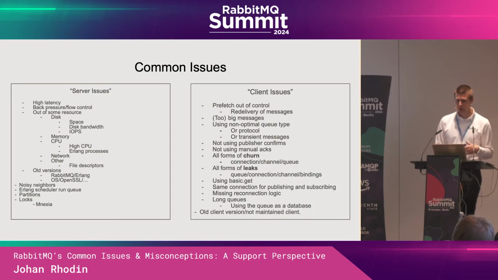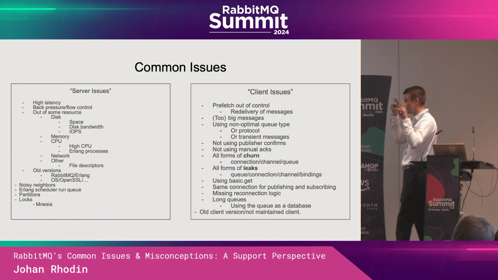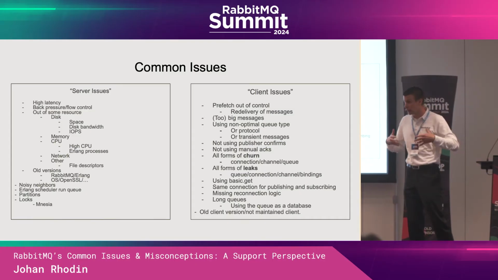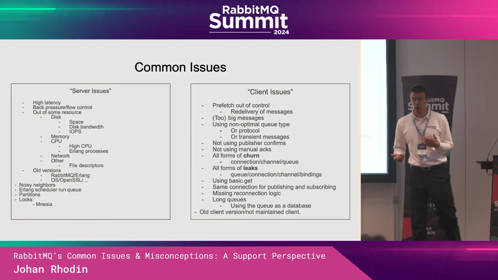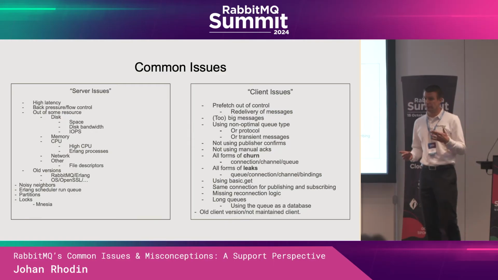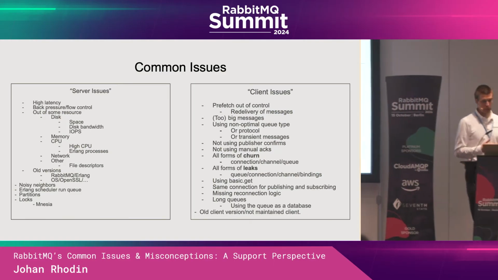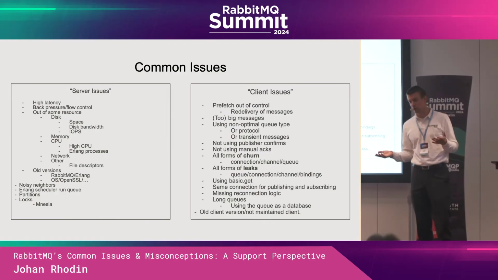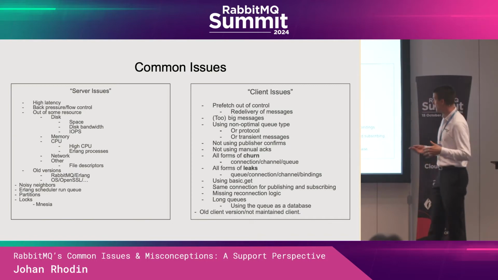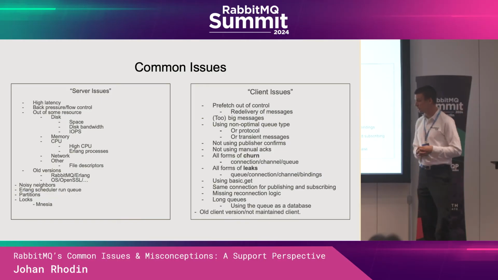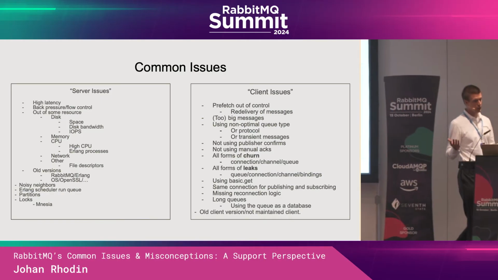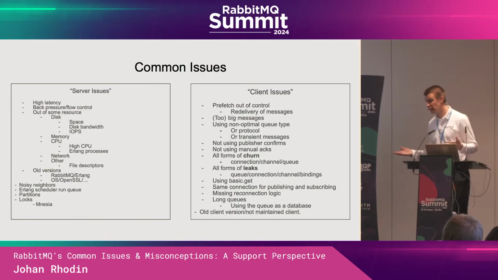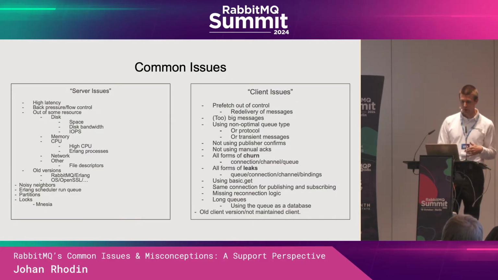But then on the other side, we have the so-called client issues, where the client is misbehaving one way or another. There you'll see things like prefetch counts, not using ACKs or not using confirms, using the wrong queue types, or using wrong settings in the client. Maybe there's some missing reconnection logic. Maybe you're on an outdated client. The client has received an update that you're not using, so there are bugs.